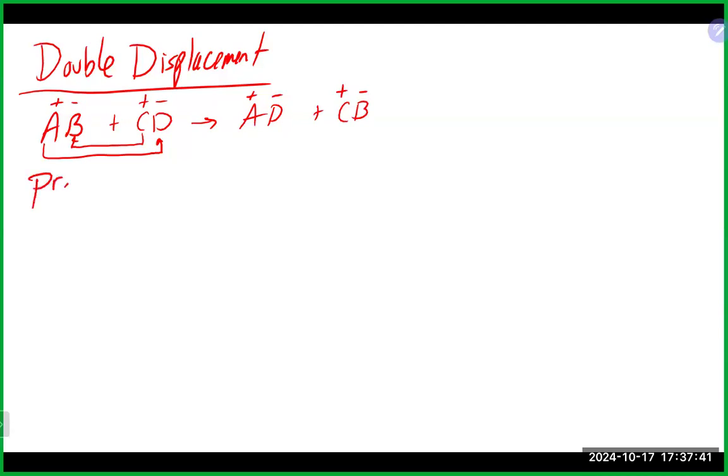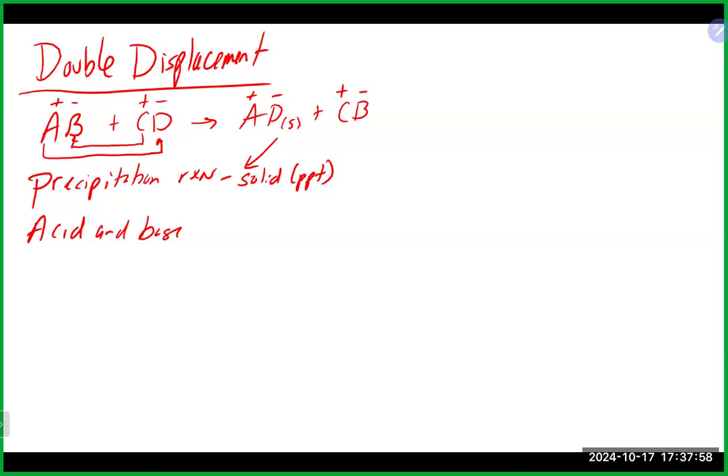There is a more specific classification, which is a precipitation reaction, where one of these will make a solid, or a precipitate. The other more specific classification is the acid and base neutralization reaction. In those reactions, essentially, one of these will make some water. And that's, again, 2 of the 3 reasons why a reaction takes place.